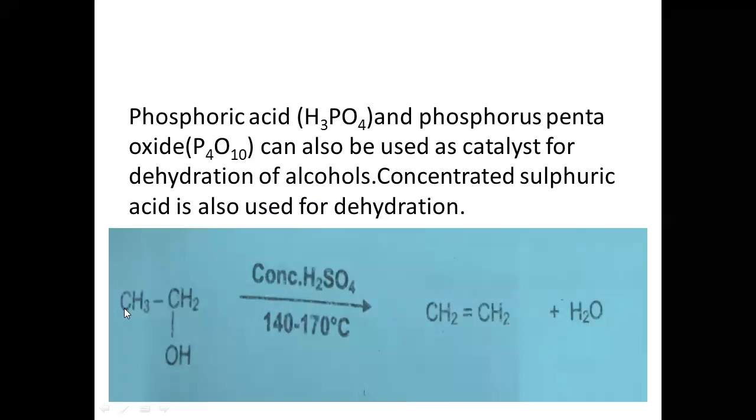Now we have one more example, the same ethanol, because it is a 2 carbon containing alcohol. If we use concentrated sulfuric acid as a dehydrating agent instead of the alumina, you can see the temperature in this case is lower, 140 to 170 degrees centigrade, and it can give us the same product, alkene, that is ethene, and water. Dehydration of ethanol will give us alkene and water, even in the presence of concentrated sulfuric acid, but the temperature is less than in the previous case.